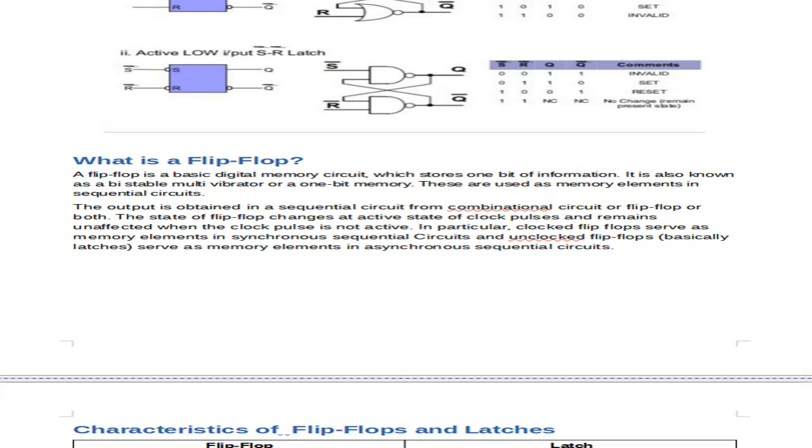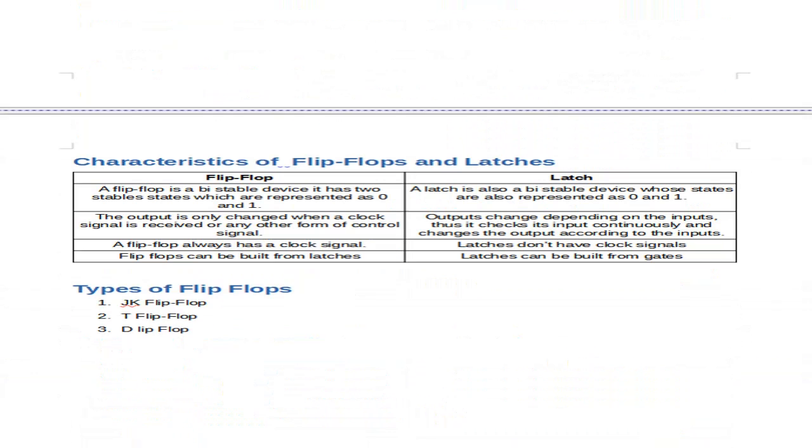The state of a flip-flop changes at the active state of clock pulses and remains unaffected when the clock pulse is not active. Meaning, the state of the flip-flop only changes when the clock gives either a negative pulse or a positive pulse. In particular, clocked flip-flops serve as memory elements in synchronous sequential circuits, and unclocked flip-flops, basically latches, serve as memory elements in asynchronous sequential circuits.